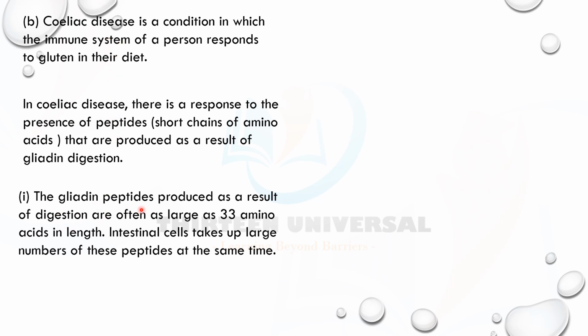The gliadin peptides produced as a result of digestion are often as large as 33 amino acids. That's too large. Intestinal cells take up a large number of these at the same time. So the question here is, I think something is missing, it's asking you: how does the cell take up something as large as 33 amino acids? By what process does the cell take up bulk molecules from outside the cell to the inside of the cell?